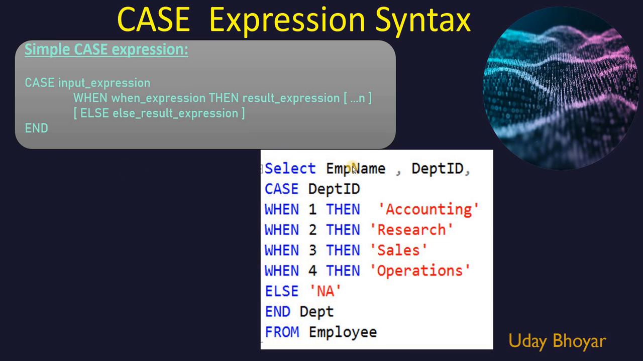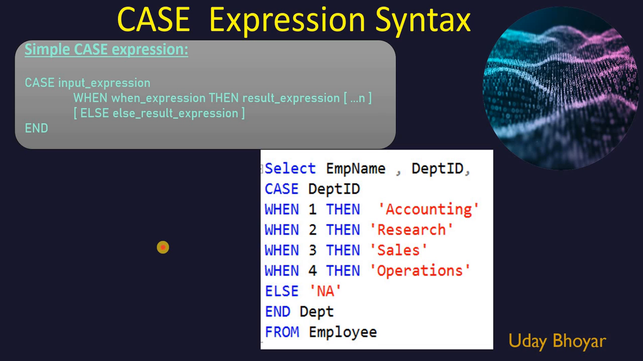So this is the example of how the simple case expression looks. We are pulling the employee name, department ID, and the department name, wherein I am giving the input expression as the department ID, and I am trying to match that department ID with each of these values. Wherever my first when expression is true, the then result will be pulled out as the department name.